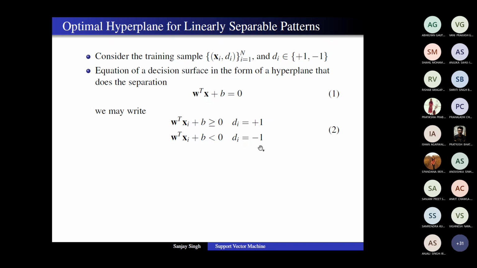But there is no standard hard and fast rule. This is only the notation we are adopting. If you want this to be -1 and this to be +1, you can do that as well. There's no problem with this.